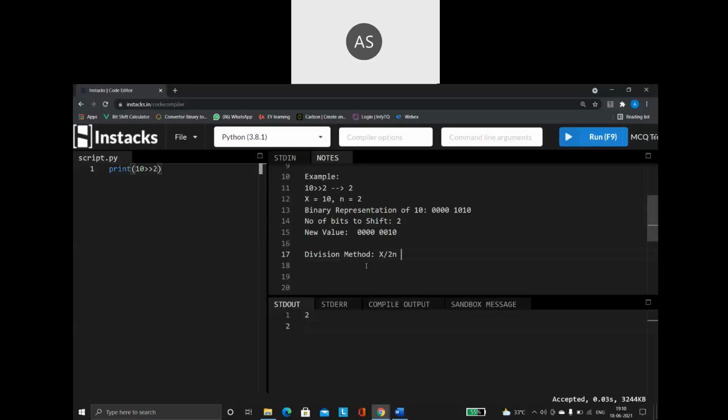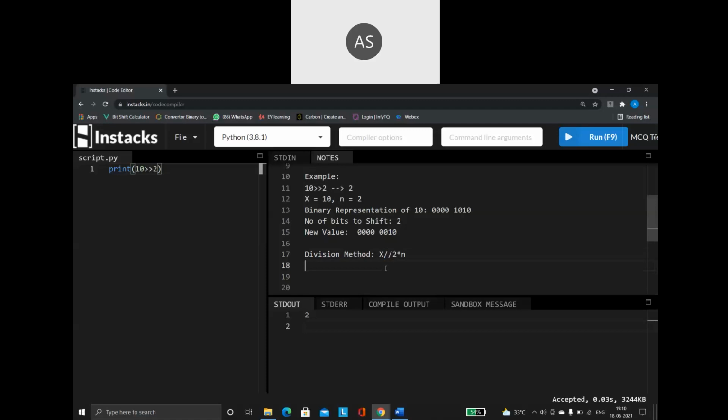What is the syntax for the division method? Remember, it is a floor division. Don't do normal division. We have to do floor division. Okay, so you know the difference, right? The result of a normal division is always in the form of a floating point number. In Python, normal division always gives the result as a float. That is why here we are using the floor division.